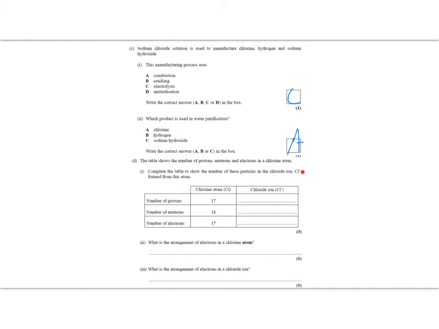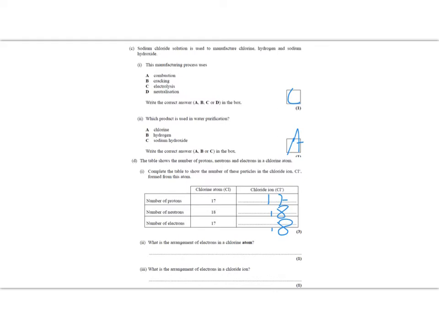Now, this part of the question concerns the difference between an atom and an ion. Now, chloride ions are Cl-. So chlorine is in group 7, and in order to complete its outer shell of electrons, it will gain 1 electron, which means the number of protons and neutrons stay the same, but the number of electrons increases by 1.